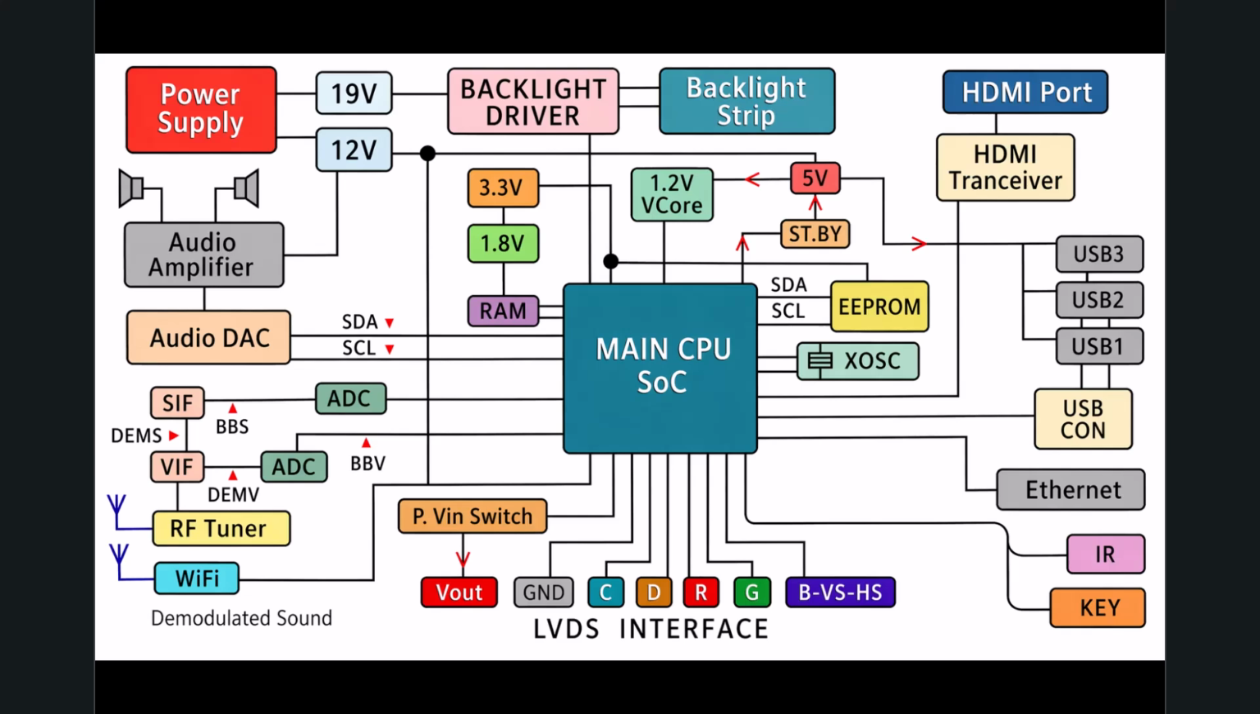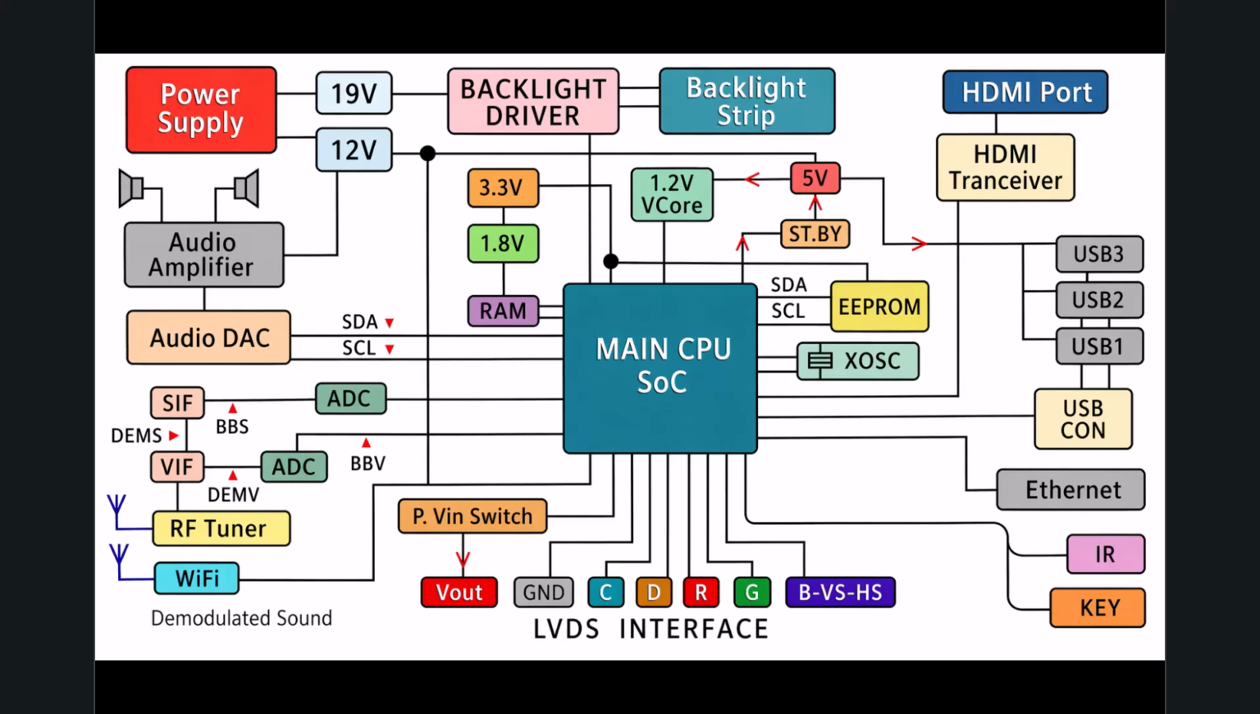Today, we are going to demystify the internal architecture of a modern smart television or advanced display monitor. By walking through this detailed mainboard block diagram, we will explore how various electronic subsystems communicate and operate in perfect harmony. We will trace the journey of electricity and data, starting from the raw power coming from the wall, all the way to the crisp images and clear sound you experience in your living room.